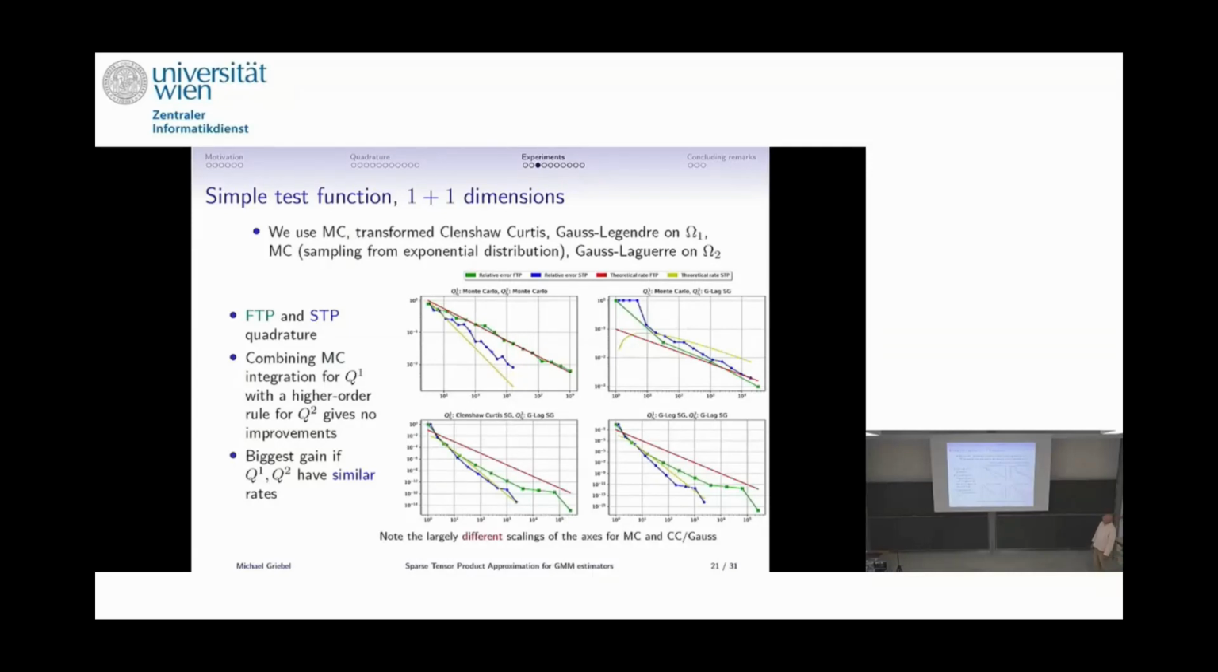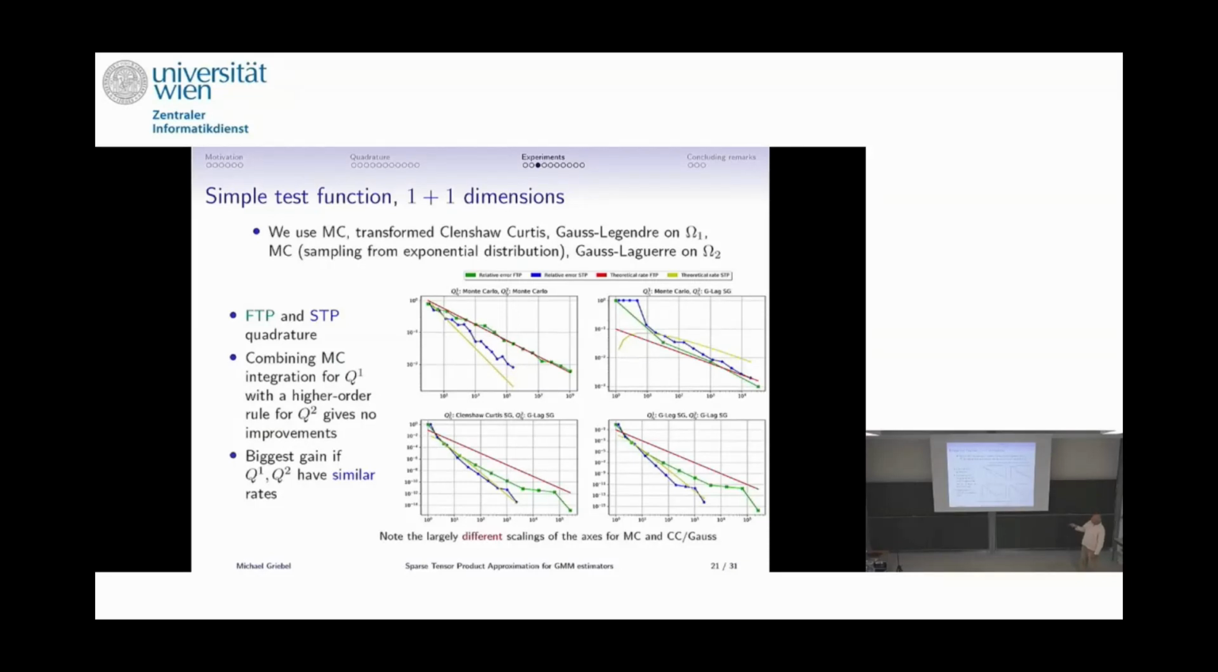Now, what happens if in the inner integrand we use a higher order method? The answer is nothing. This answers partly the question of Albert. Monte Carlo works fine for the outer thing where we do not know the distribution. Monte Carlo always does the job, but we do not get an improvement from the inner quadrature right now. At least we don't see that here.